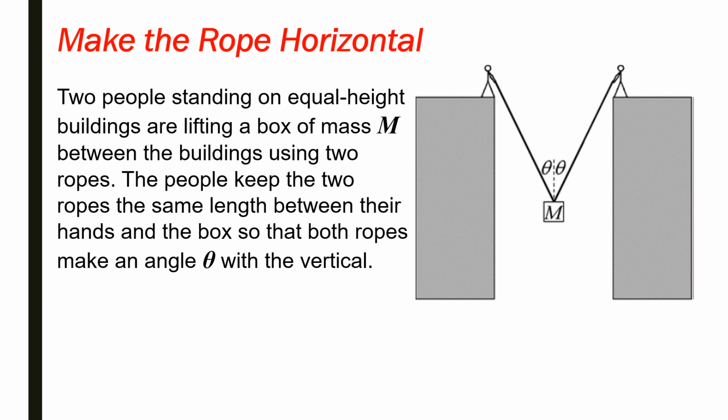Two people standing on equal height buildings are lifting a box of mass M between the buildings using 2 ropes. The people keep the 2 ropes the same length between their hands and the box so that both ropes make an angle theta with the vertical. The illustration is on the right side. This description is actually an explanation of the diagram on the right side. If we go to the next page, it will ask us the first question.